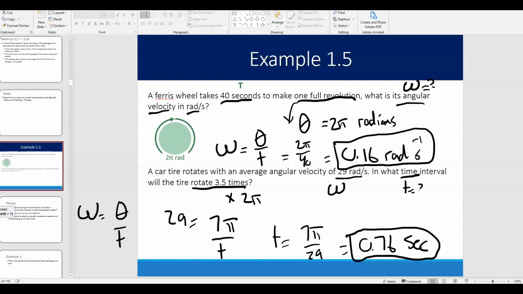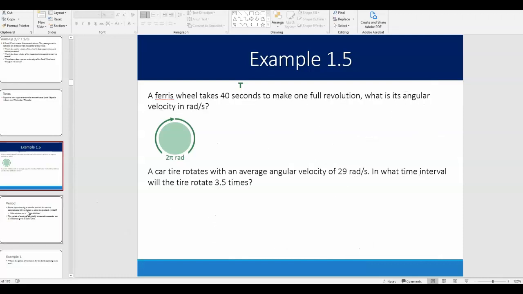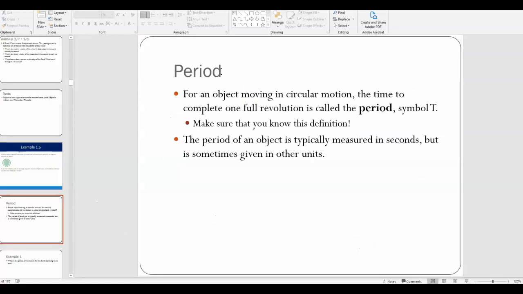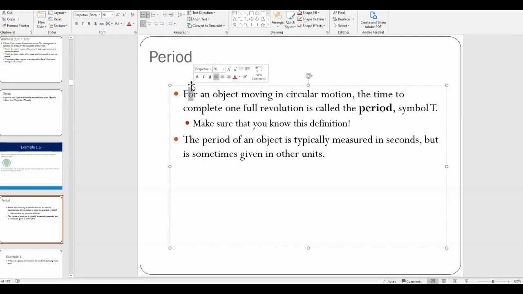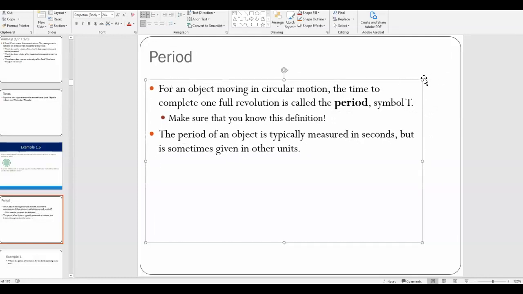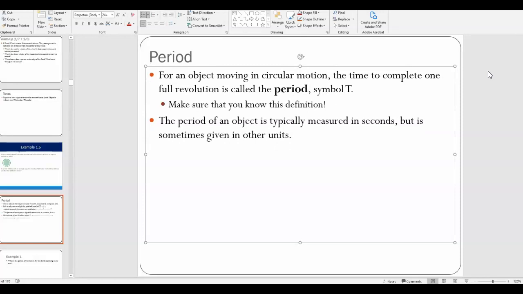Okay, so now we're going to move on in this unit, and we're going to talk about a few new definitions. The first one is what is called period. Definitions are important, and I'm going to say that a lot this semester. Definitions are important, so please make sure you know and fully understand this definition.